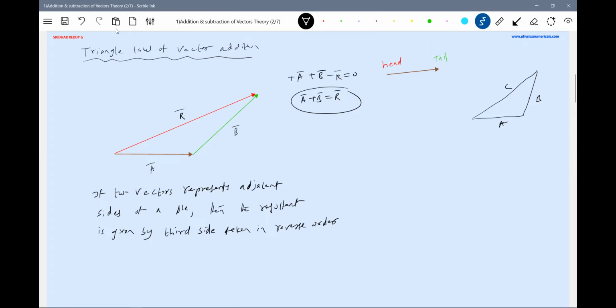Then the properties of vector addition, we'll go for it. Properties of vector addition means, so now what I did, I added vector a bar to b bar. If I had added b bar to a bar, will I get the same result or any changes? A few questions we are going to ask ourselves.